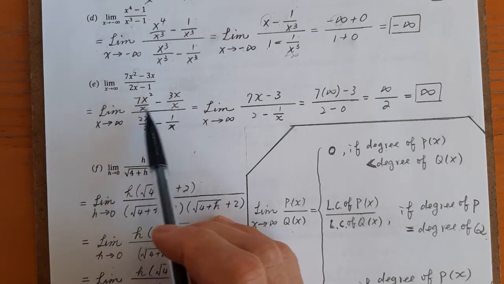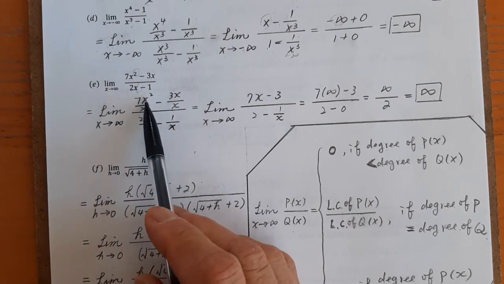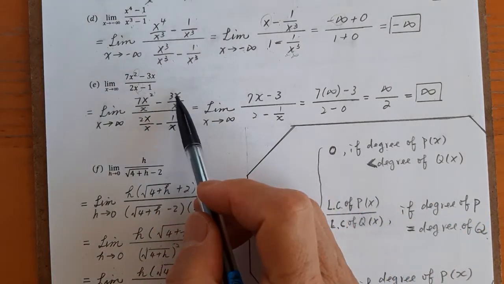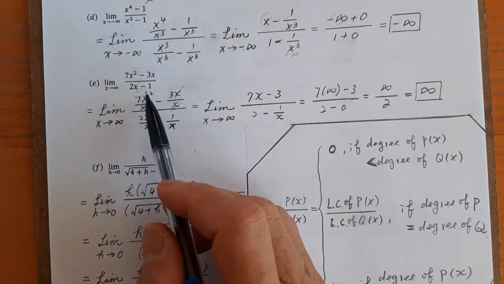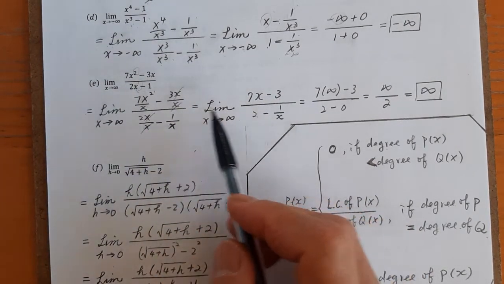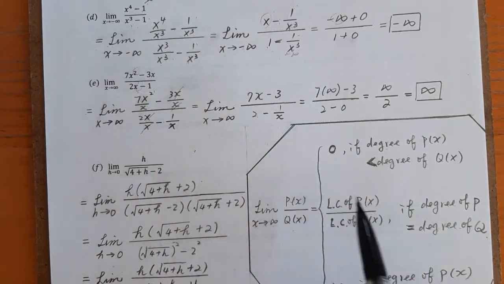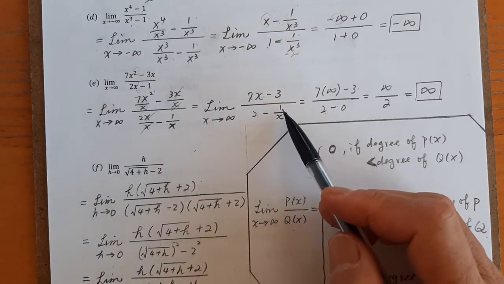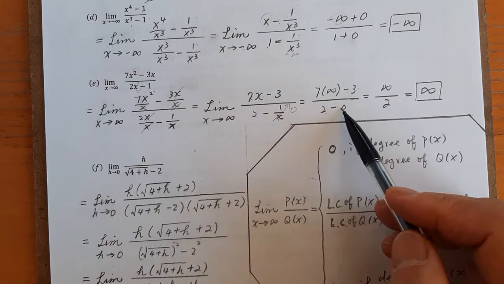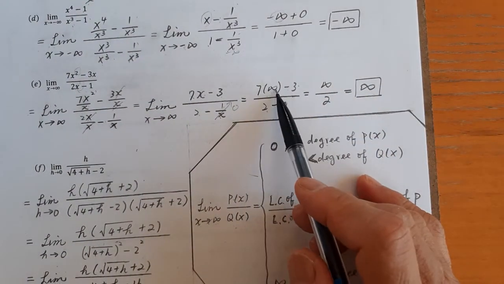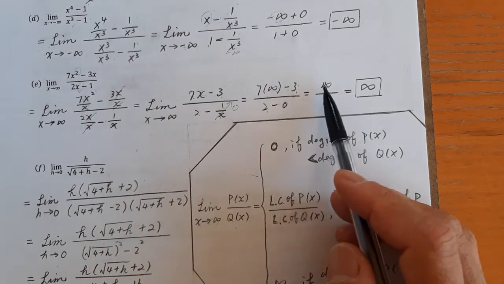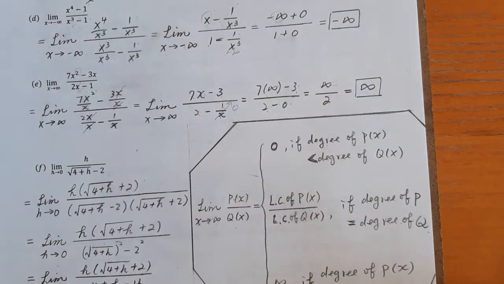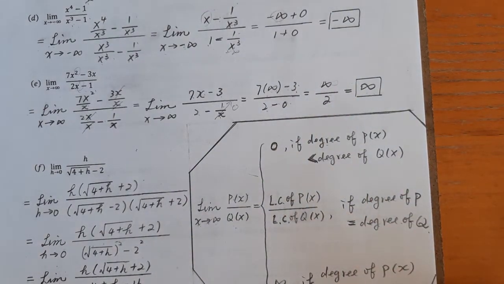You divide each term by x. So 7x squared divided by x, cancel x, gets 7x. And 3x divided by x cancels, gets 3. 2x over x cancels, get 2. Minus 1 over x. So when x approaches infinite, it's 7 times infinite minus 3, over 2 minus 1 over infinite, which approaches 0. Then 7 times infinite is still infinite, minus 3 still infinite. 2 minus 0 is 2. Infinite divided by 2 is still infinite. So this answer is positive infinite.